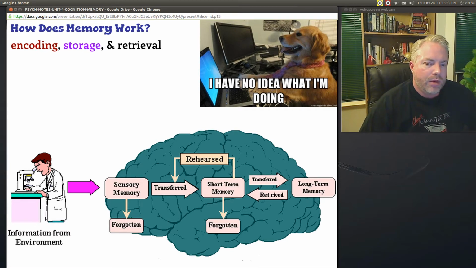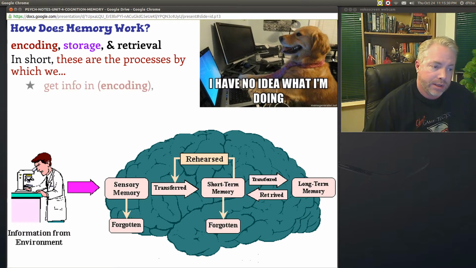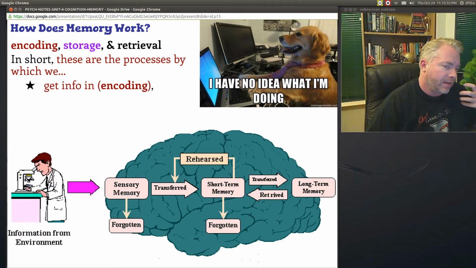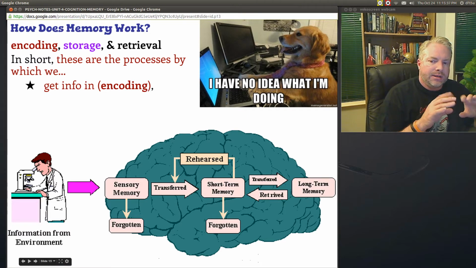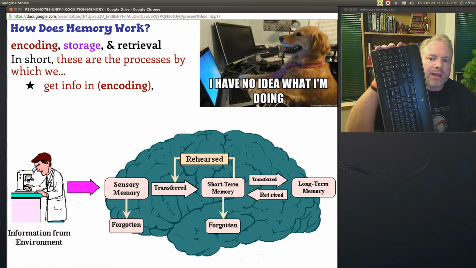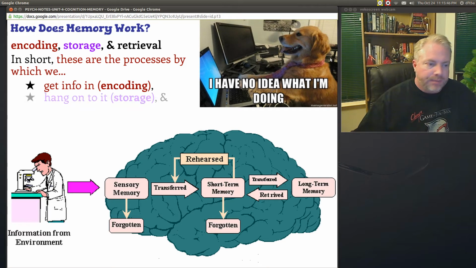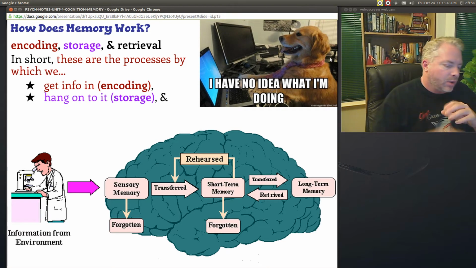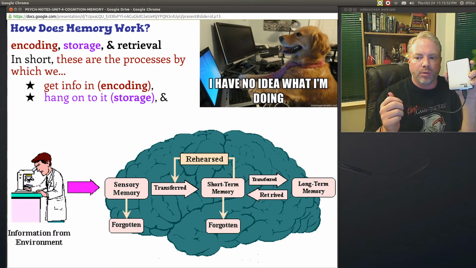Harkening right back to the model we looked at just a second ago, the SAM model. In short, these are the processes by which we do these things. We get information inside of our brain, we encode it. Many people would use a keyboard or mouse or something like that. This is the way you would get the information into your computer, and that's encoding. And then we'd hang on to it and store it.